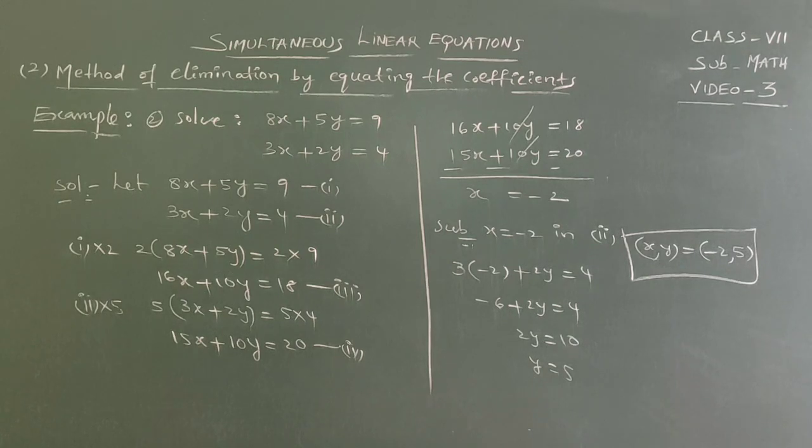Substitute the value of x in either first or second equations. I substituted in second. So 3 into minus 2 plus 2y equal to 4, minus 6 plus 2y equal to 4, minus 6 becomes plus 6, that's why 6 plus 4, 10. 2y equal to 10 means y equal to 5, 10 by 2. Now the values of x and y are minus 2 and 5.